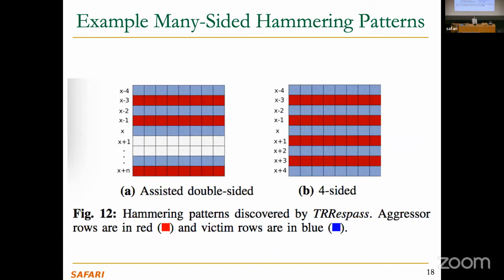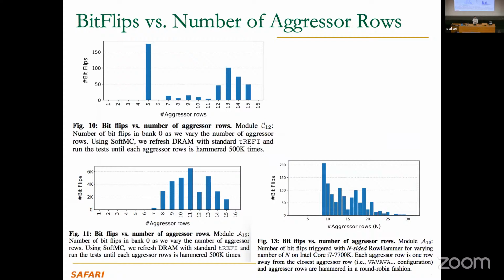And this is an example of the many-sided hammering patterns. The red rows are aggressor rows here, and the blue rows are the victim rows. And what they did in this paper is to increase the number of aggressor rows such that you will have a large number of aggressor rows that will bypass or overflow the tables. And these are some of the results that they showed. Here we see the number of bitflips they observed with different numbers of aggressor rows for different DRAM modules. And what you can see is that after a number of aggressor rows, you actually observe a lot of bitflips, meaning that you are successfully bypassing the TRR mechanism.